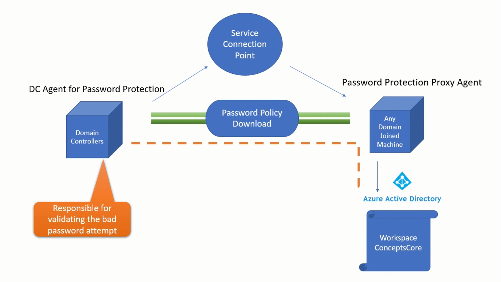Now, this is the entire process which happens once you have both the agents in place and once the configuration is done, including Azure Active Directory and your on-prem environment. So now I'm going to switch to my machine where I will be installing the DC agent.